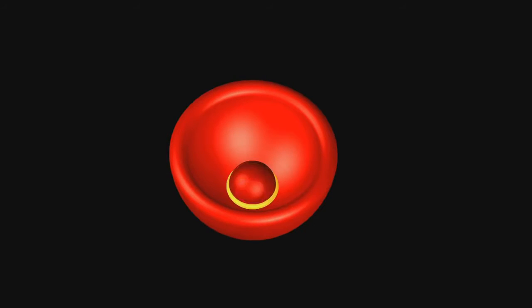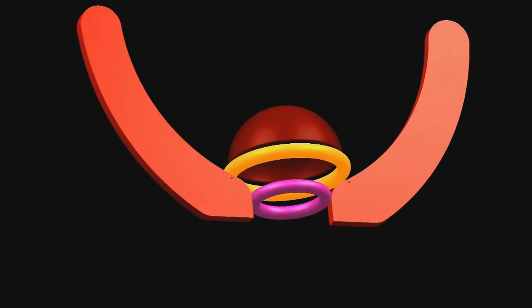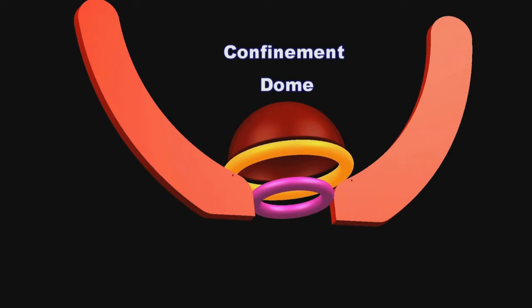This animation shows a magnetic bowl. In the bottom of the bowl, we find 3 magnetic substructures. Now we will slice the bowl in order to get a better view of these magnetic substructures. I have named these magnetic substructures the confinement dome, the flip ring, and the choke ring.